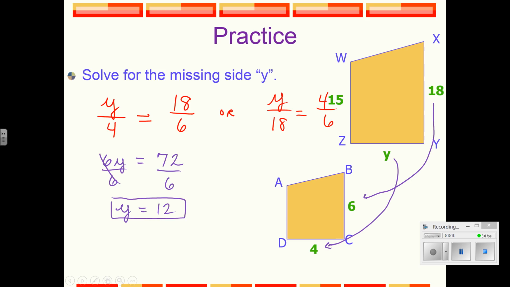One more time, okay? And then on the other side, if you solve this equation, it works out being the same exact thing. 18 times 4 is 72, and y times 6 is 6y once again, and spoiler alert, it comes out to the exact same thing. So as long as you set up your proportion appropriately, it's going to work out correctly.